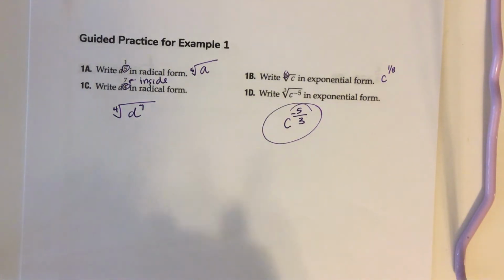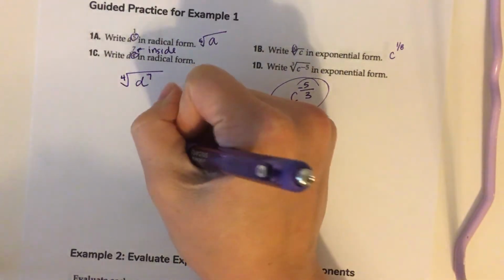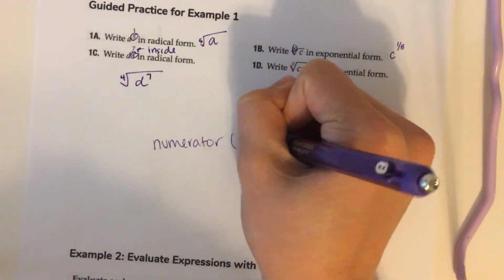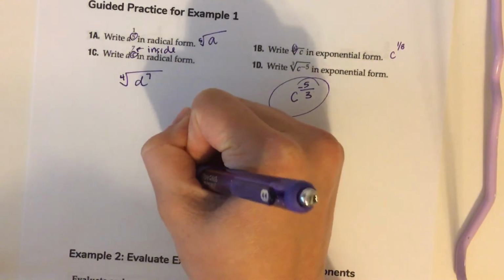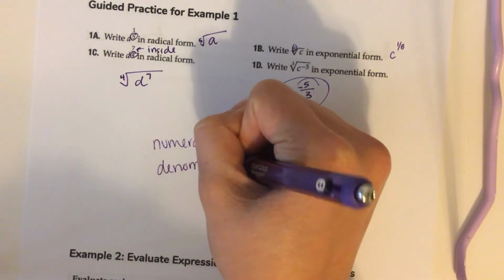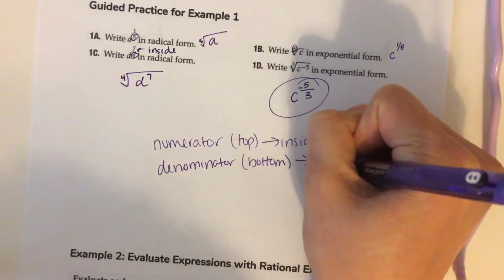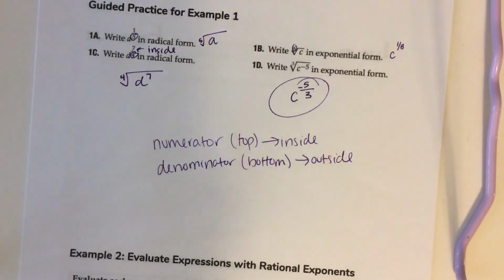Again, numerator inside, denominator outside. Maybe write that down in your notes. Numerator, which is the top, inside, denominator, which is the bottom, outside. And we're really going to use that to go back and forth between the two different types of forms.